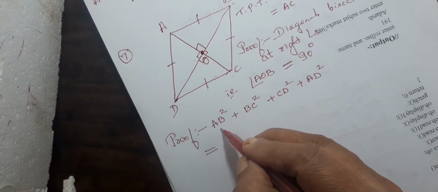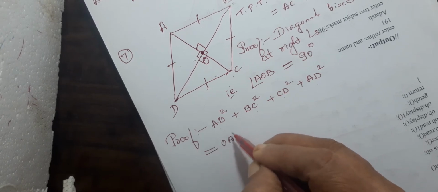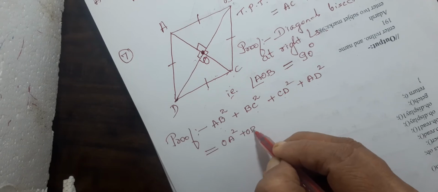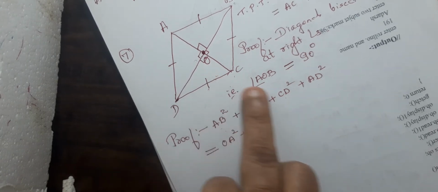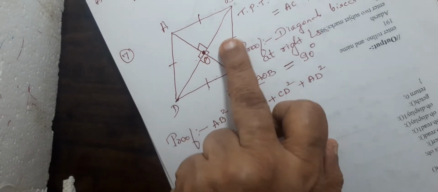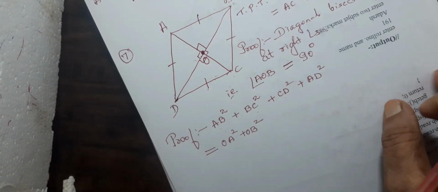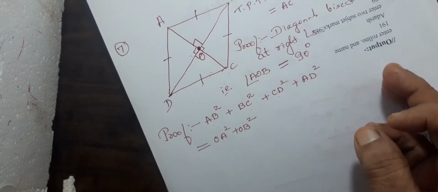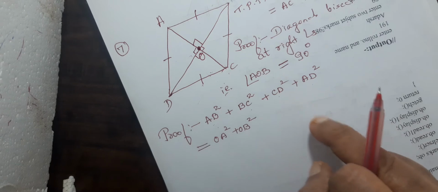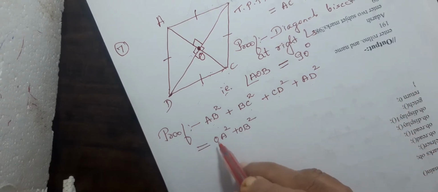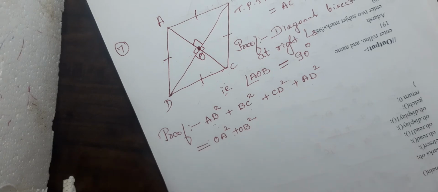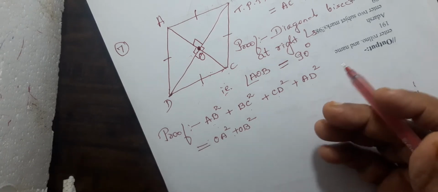Now in case of AB squared, I will write there OA squared plus OB squared, because in the right angle triangle AOB, AOB is a right angle. So in that right angle triangle AOB, AB squared is equal to OA squared plus OB squared.